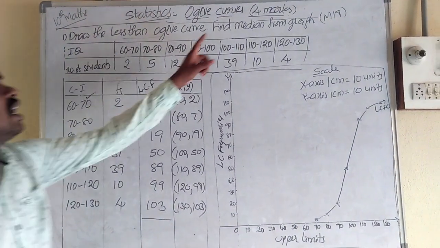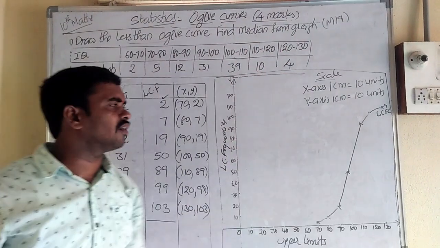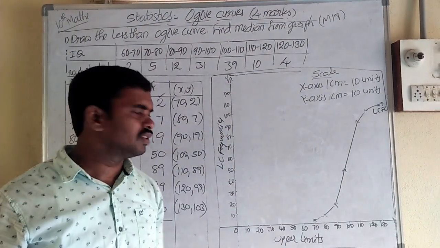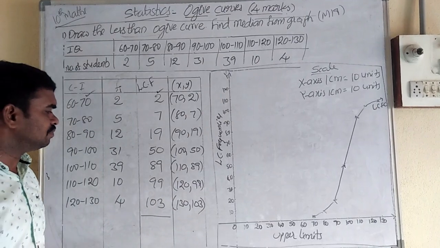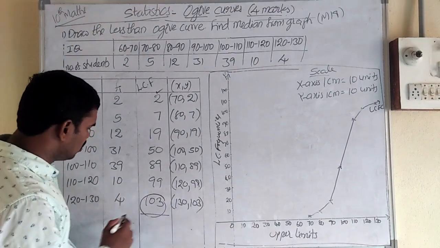But additionally it asks to find the median from the graph. How can we find the median from the graph? To find the median, take the n value. What is the n value? Total.